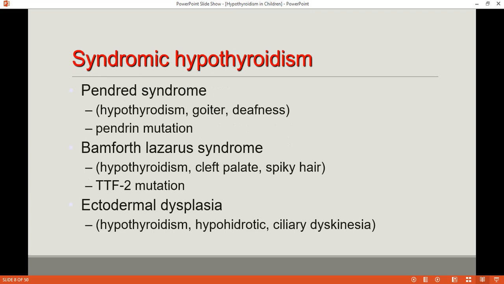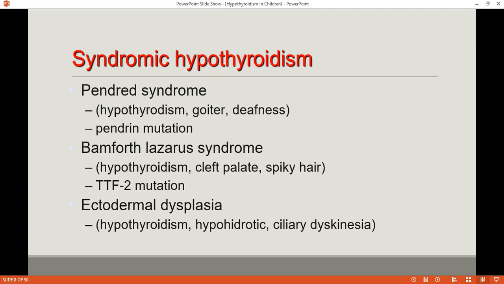Hypothyroidism is associated with some syndromes which are interesting. Number one is Pendred syndrome, which includes hypothyroidism, goiter, and deafness, and it is due to mutation in the PDS gene. And second is Bamforth-Lazarus syndrome. When you see hypothyroidism with cleft palate and spiky hair, suspect this syndrome, and it is due to mutation in the TTF2 gene.